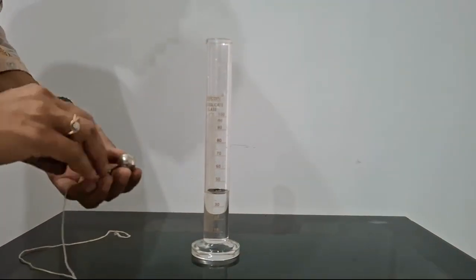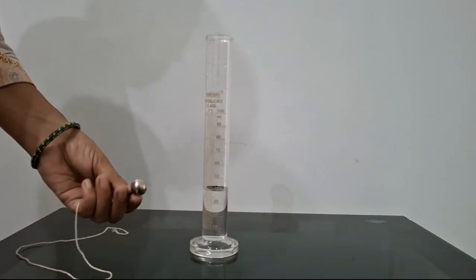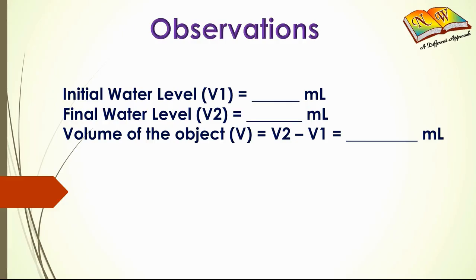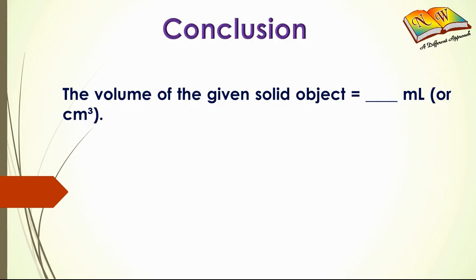That is how you can use any other object also to find the volume using this measuring cylinder. After performing the experiment, we can conclude that the initial water level, that was 40 ml, that is V1, and the final water level that was obtained after immersing the object was 44 ml. So the volume of the object is the difference between the final water level and the initial water level, that's 44 minus 40, and that's going to be 4 ml. So the conclusion drawn is that the volume of the given solid object in this case is 4 ml or 4 centimeter cube.